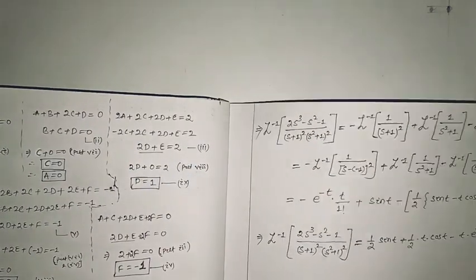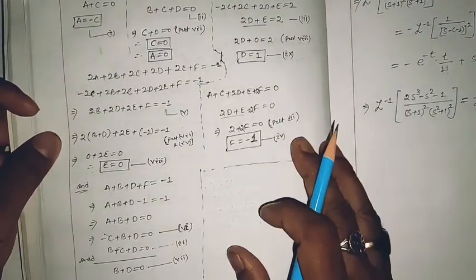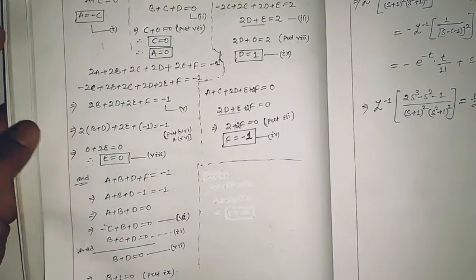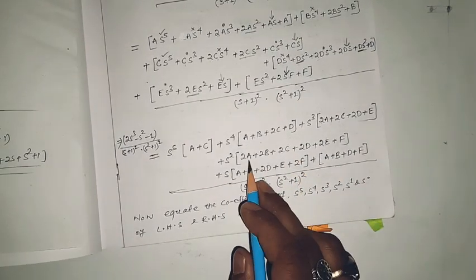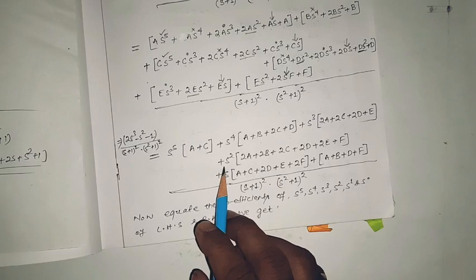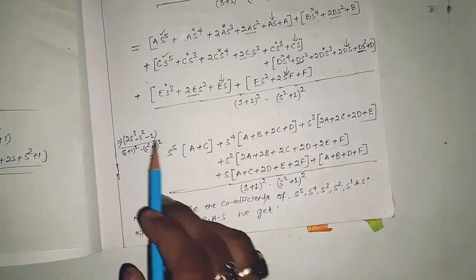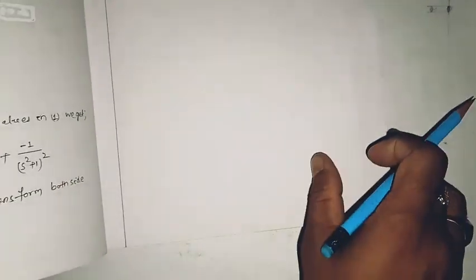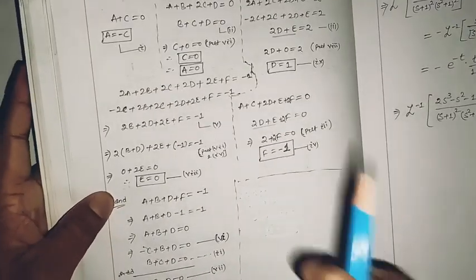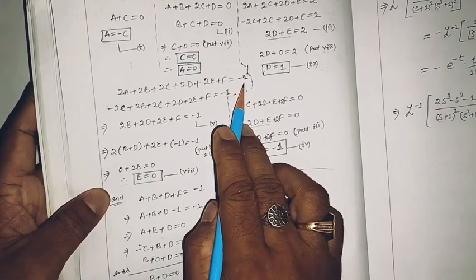Okay, this much equal to 2. Then s cube on s square coefficient is this one, will be equal to -1. That means 2a, 2b, 2c, 2d, 2e equal to -1. Here I written -1.